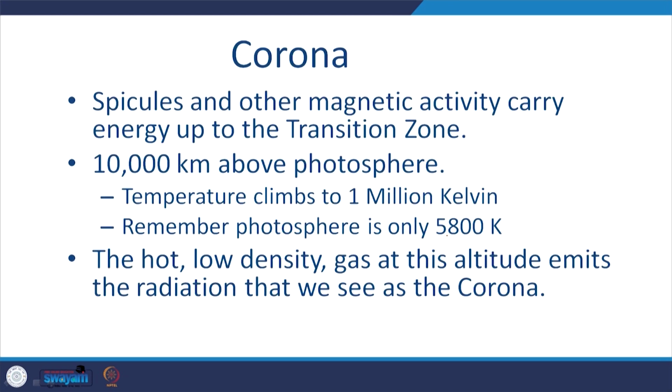We have seen the photosphere and the chromosphere. Above the chromosphere, the region of the sun's atmosphere is called the corona. The corona is the region where spicules and other magnetic activity carry energy up from the transition zone. It is typically 10,000 kilometers above the photosphere, and the temperature here again climbs to 1,000,000 Kelvin.